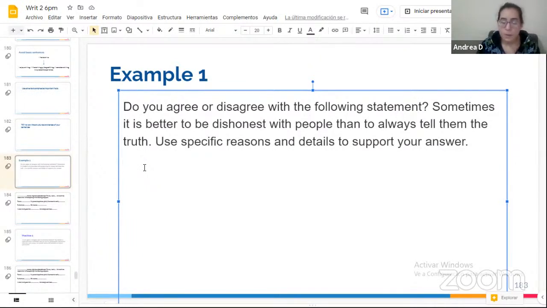So, okay, the first thing we do is, of course, we need to think about what we're gonna say, what position we're gonna take. So what would you guys say? What is easier to write about? Being dishonest sometimes or always telling the truth? Which option would you go for?